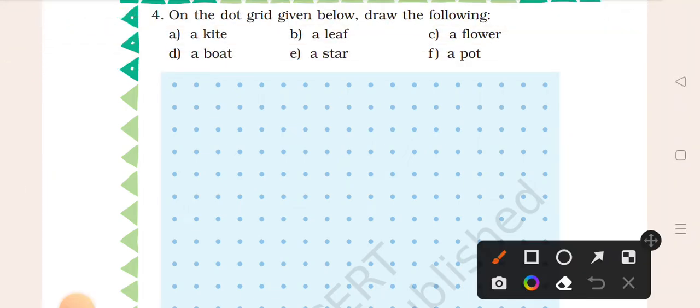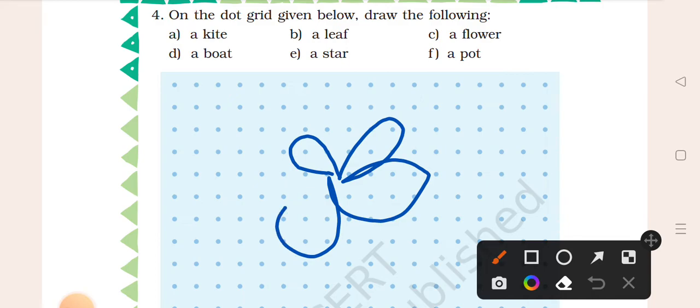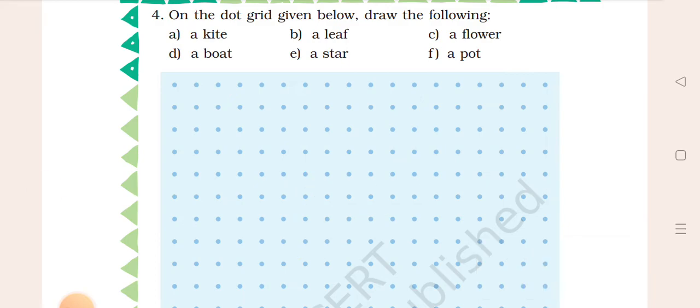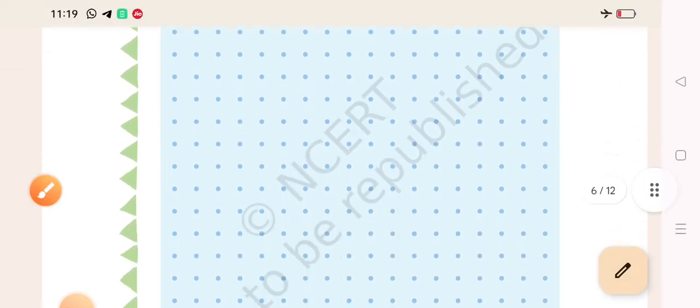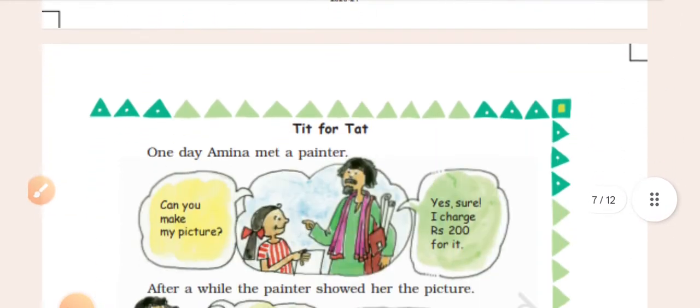Draw a flower. We first make the leaves. Now the exercise is completed.